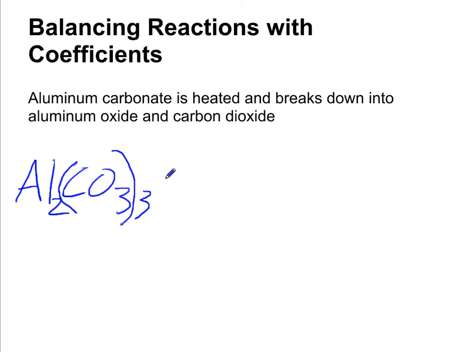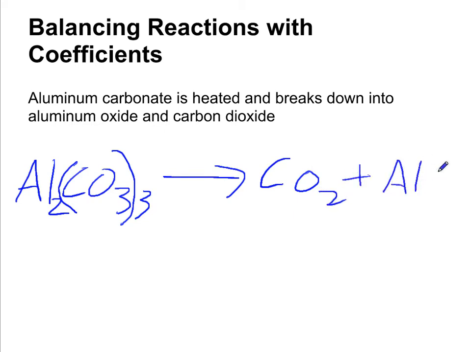So that's our reactant, and it's going to be heated, and it's going to break down to aluminum oxide and carbon dioxide. Carbon dioxide is the easy one. We'll put it first, and then aluminum oxide, it's going to be the same concept as aluminum carbonate. -2 for oxide goes here, and the +3 for aluminum goes there. So this is our skeleton equation. We have to go back and balance it.